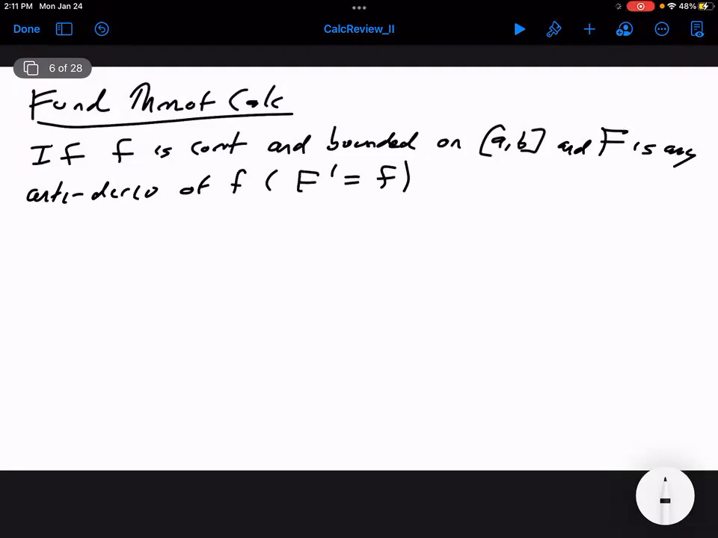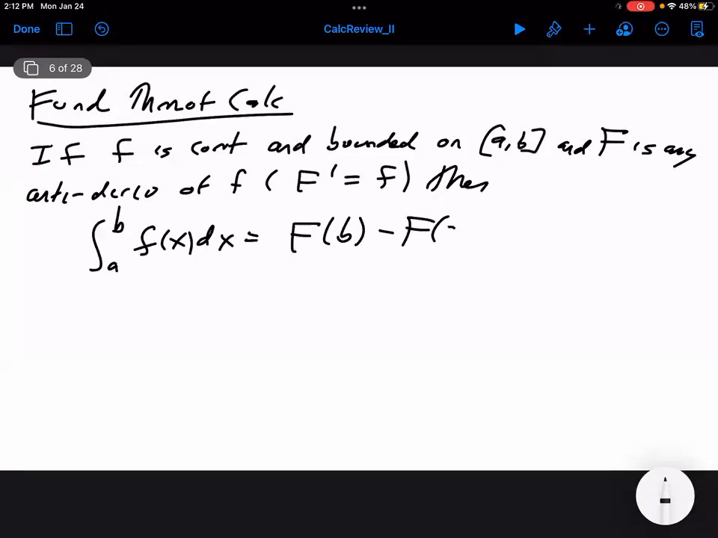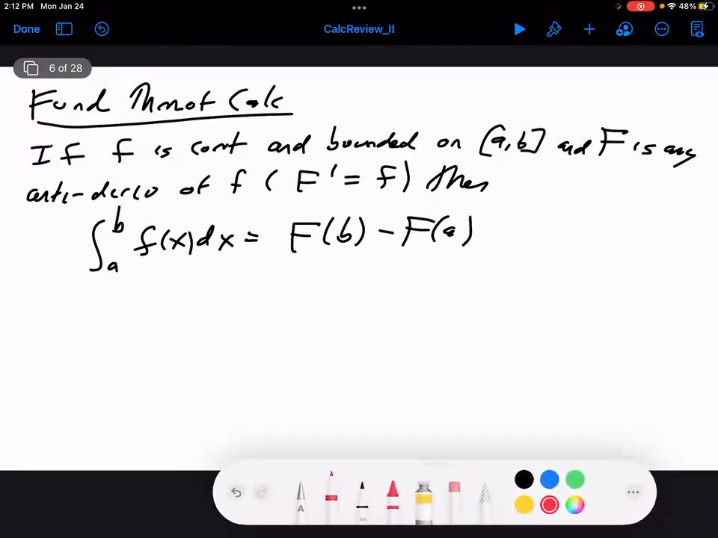So when you see big F, you should immediately be thinking, okay, it's related to little f. Then the area under the curve from A to B of f of x dx is big F of B minus big F of A. So this would be the fundamental definition of calculus.